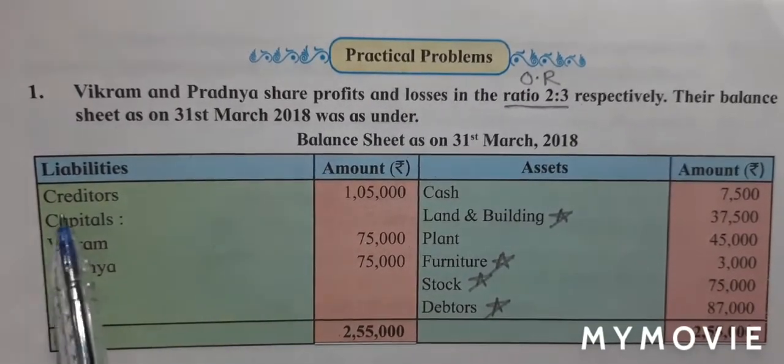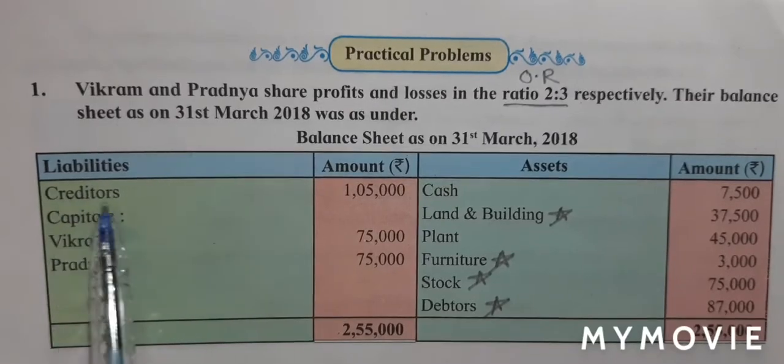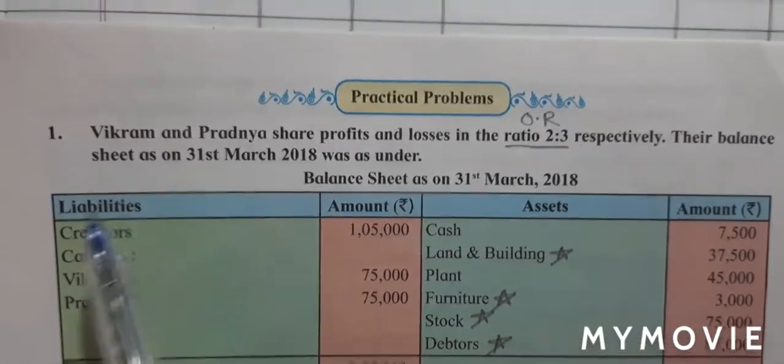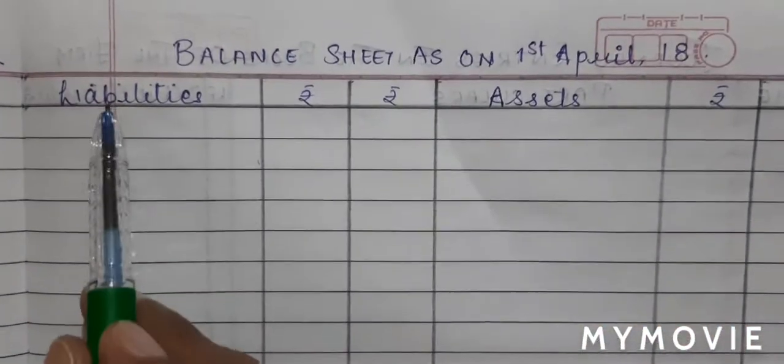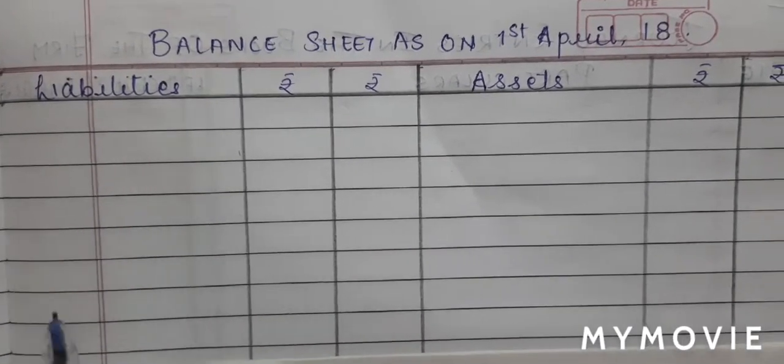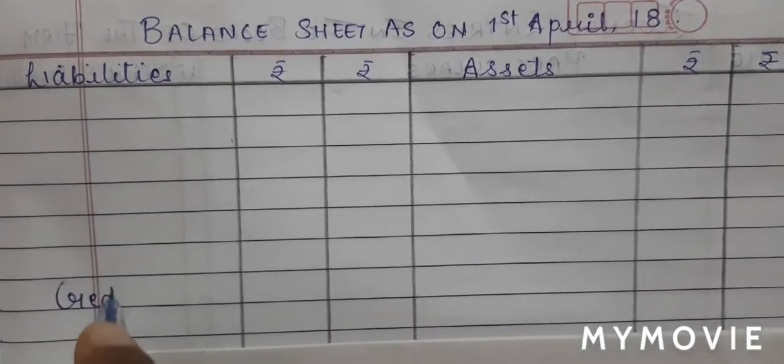So we will begin from the liability side. Creditors, on the liability side we will write it down. So on the liability side we will leave the first few lines and then write creditors.